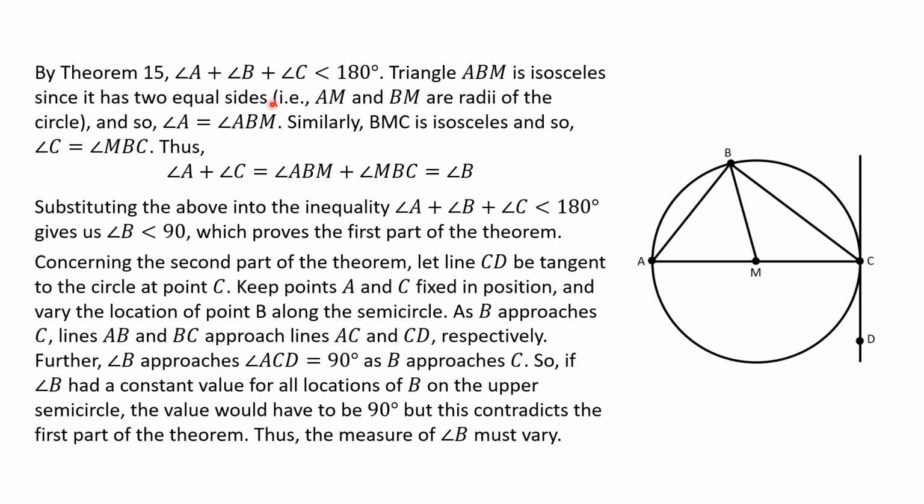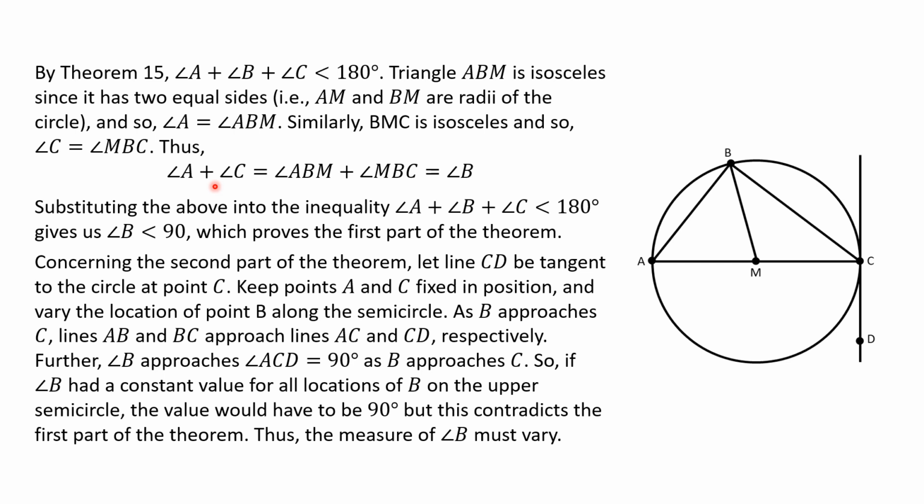Let's complete the proof. By theorem 15, the angles at A, B, and C add up to less than 180 in hyperbolic geometry. Then the triangle AMB is isosceles because AM equals BM. The AM and BM are both radii. And so the angle here, ABM, is equal to the angle at A, which I've written here. By a similar argument, BMC is isosceles, and so the angle MBC equals the angle at C.